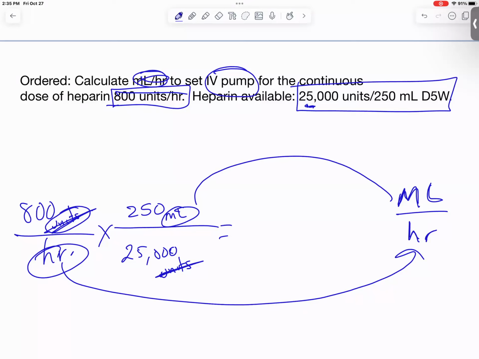So 800 times 250. Or you can cross off your zeros. 1, 2, 3, 1, 2, 3. So 8 times 25 is 200. And 25 times 1 is 25. And that will give me 8 milliliters an hour.